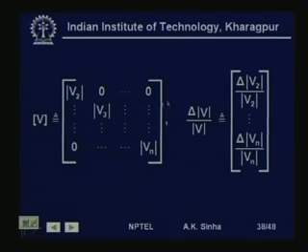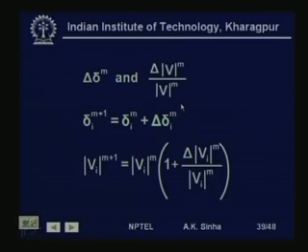Of course, this is the same thing that we talked about. So, instead of updating, what we have is the delta at m plus 1 iteration is delta at the mth iteration plus delta delta at the mth iteration, and similarly for voltage, because we are dividing by the voltage, we are getting this term. So, the update is done accordingly.